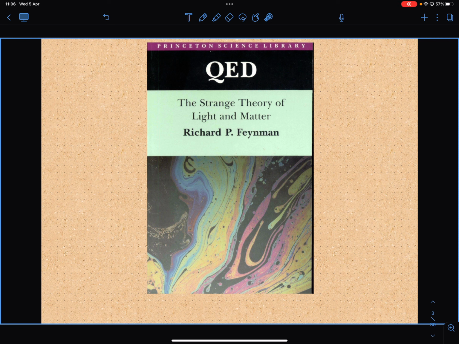The example I'm taking is from this book, QED, by Richard Feynman. QED stands for Quantum Electrodynamics. It's a fun book. It's for the layman, it's not that long, and it's written very well to understand some of this phenomenon of quantum theory and light. So I want to go through a specific example of this.